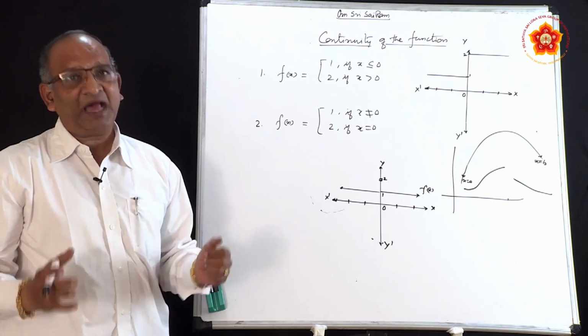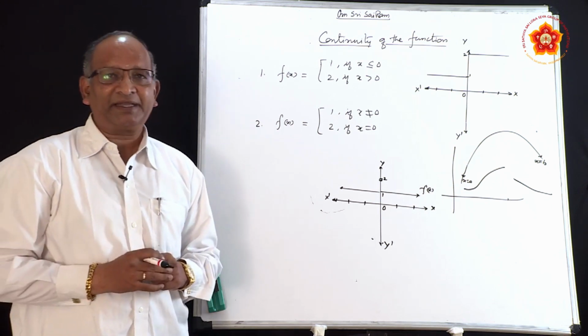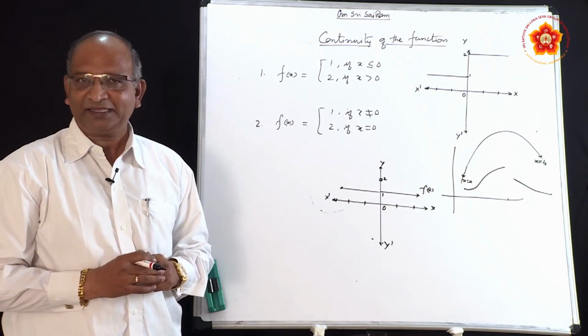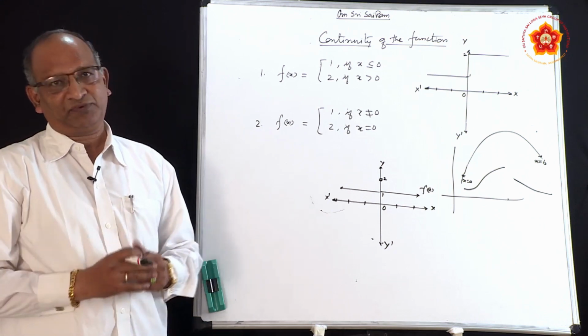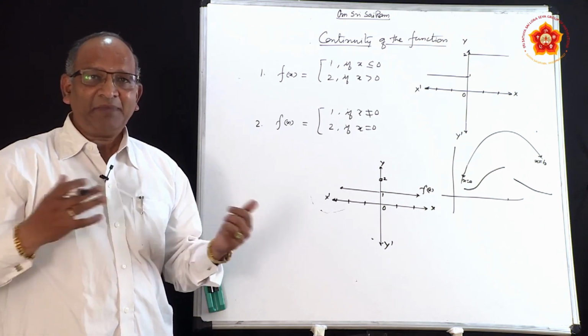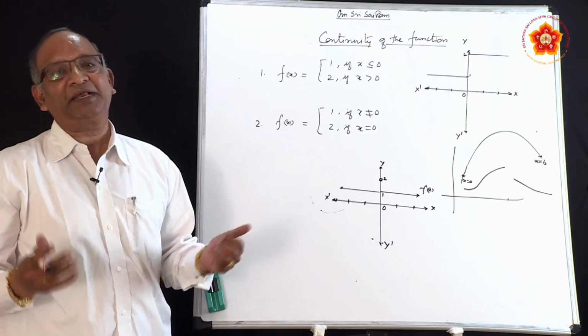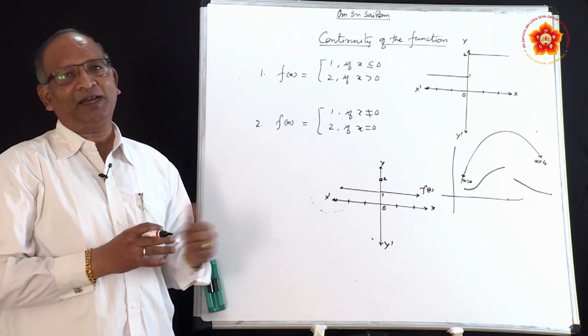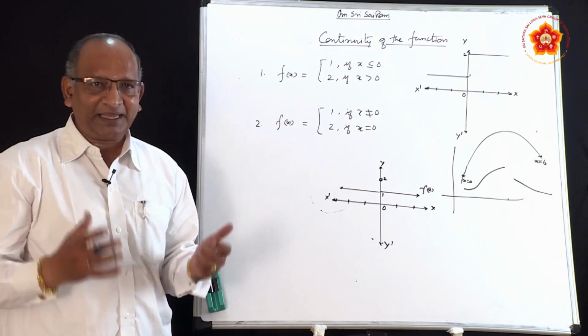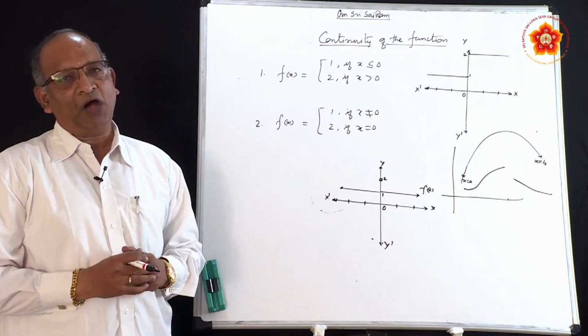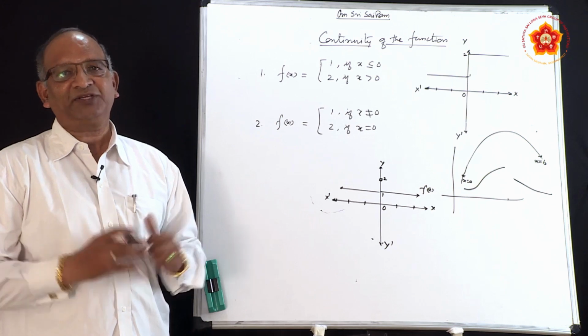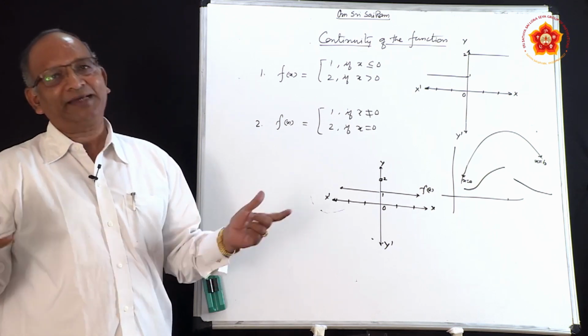So this is one way of finding out whether the function is continuous or discontinuous. What is the way? By drawing the graph. But every time it is not very easy to draw the graphs. So we have an algebraic method. And what we are going to learn today is algebraically, without drawing the graph, how we can find out whether the function is continuous or discontinuous.